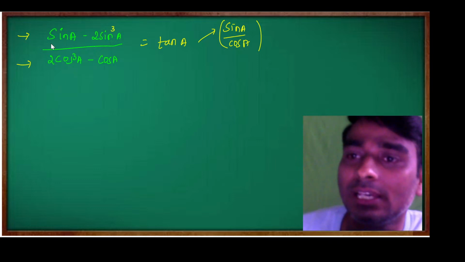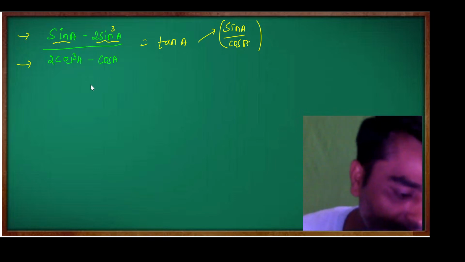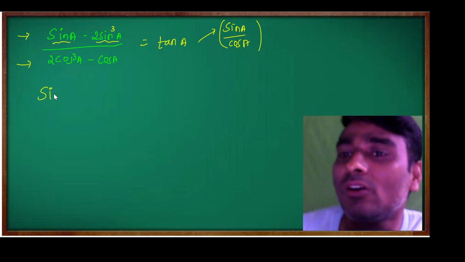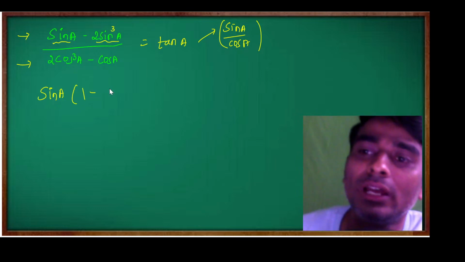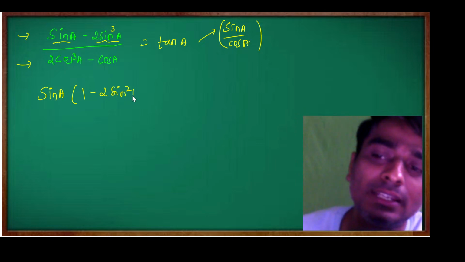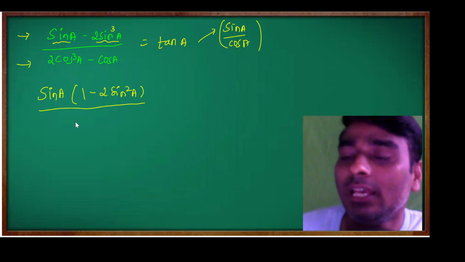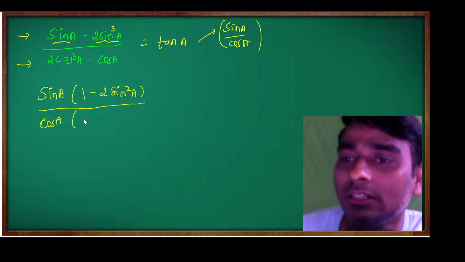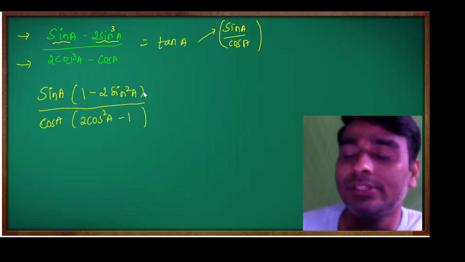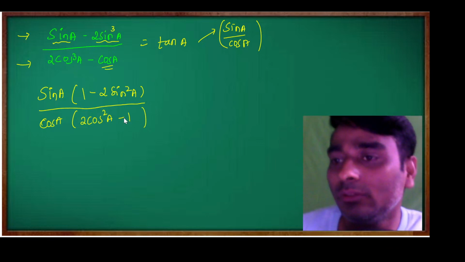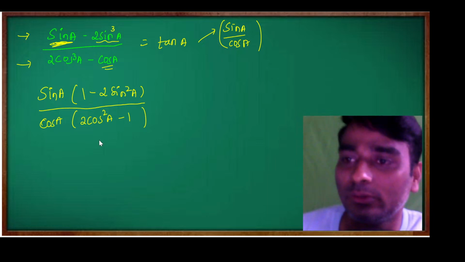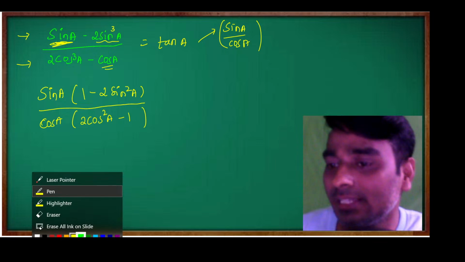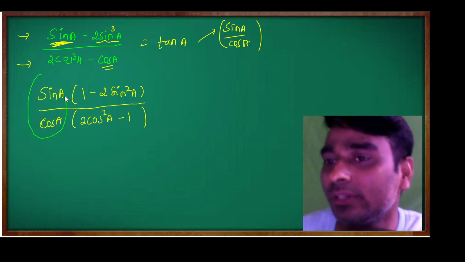I am able to see here sin A present in this group also, this group also. I will take that common first. So let me take sin A common here. Then write the remaining 1 minus 2 sin square A here. Okay, divided by, here also I take only cos A common. And here I will write 2 cos square A minus 1. Okay, observe, here cos A, so 1 I have written here. Here it is sin A, 1 I wrote. Now can you see sin A by cos A is here? Just look at this one.